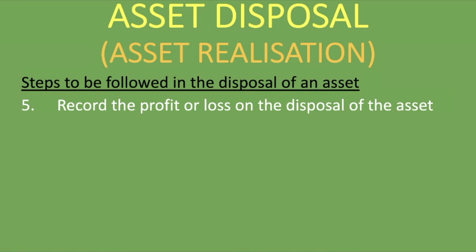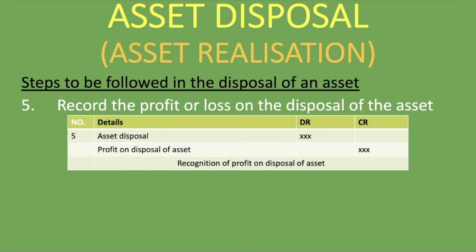Always remember that, but you have to record the profit or loss on disposal, because profit on disposal is an income, loss on disposal is an expense. So you have to recognize that as well. But I've already explained that in our very first slide. So here's the journal entry if you made a profit. You debit asset disposal and you credit profit on disposal of asset. Remember, profit on disposal is an income, so income is credited. Okay, and the narration here is recognition of profit on disposal of asset.